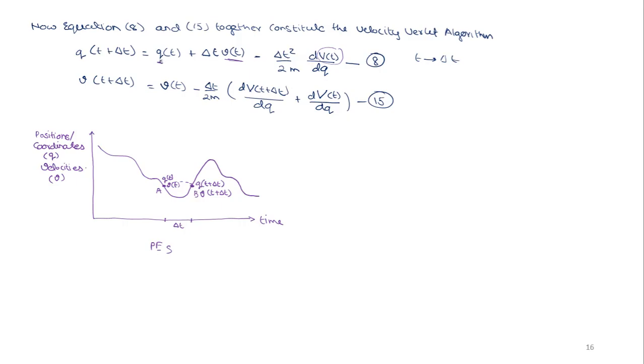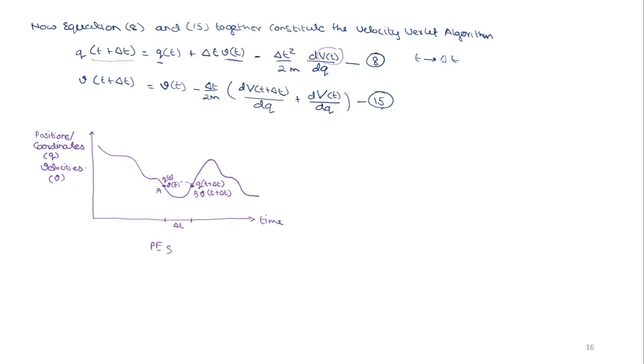So if one knows the coordinate at the previous time step, the velocity at the previous time step, and the energy associated with that structure in the previous time step, one can easily find out the position of the atoms in your system when your system moves from point A to point B on this potential energy surface, or simply when the atoms change conformation in your molecular dynamics simulation. So this is equation number 8.